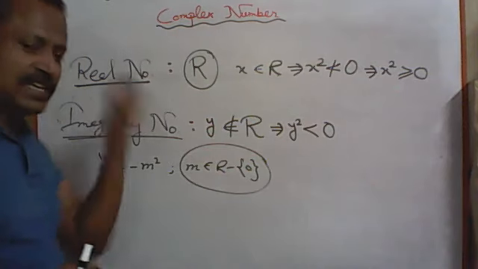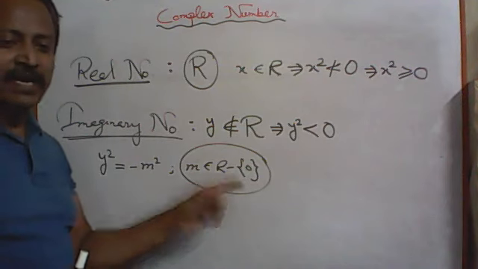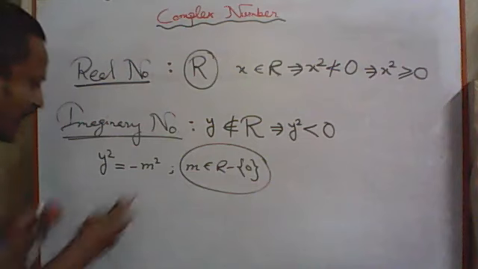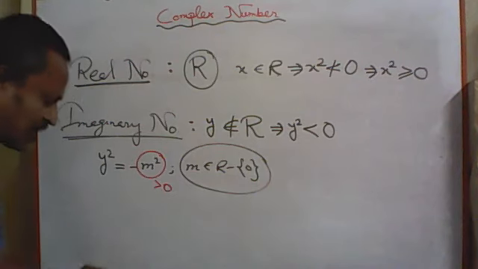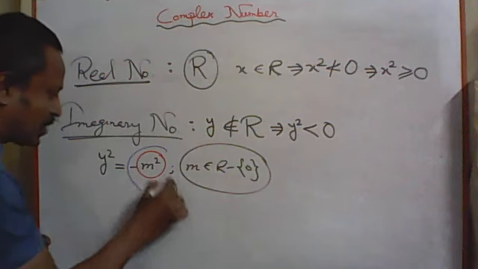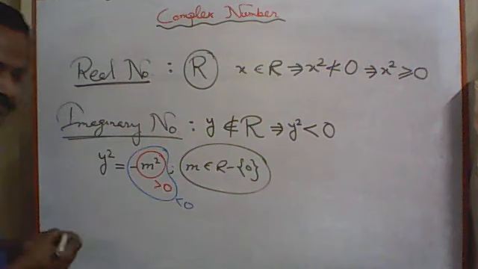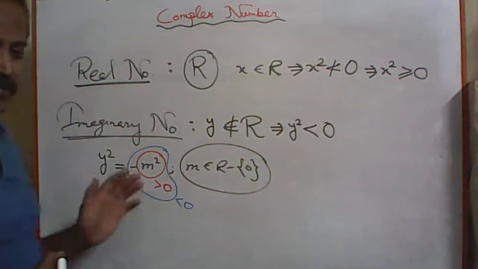So, if we consider such an m which is a non-zero real number, then simply we can say the square of m, that is m square, is greater than 0, so that the whole product, that is minus m square, that is y square, is less than 0. So this is how an imaginary number can be expressed.